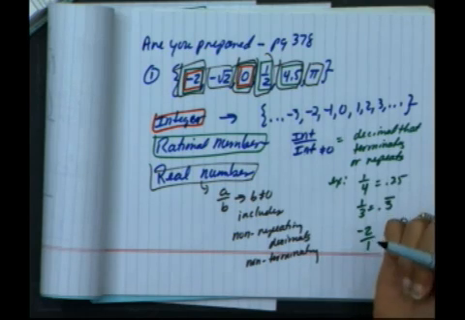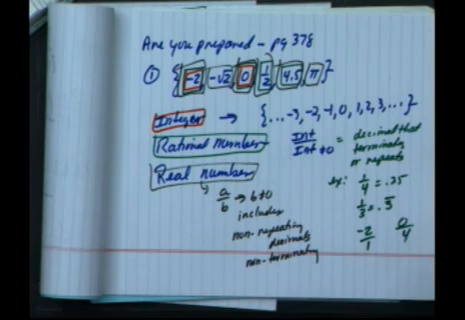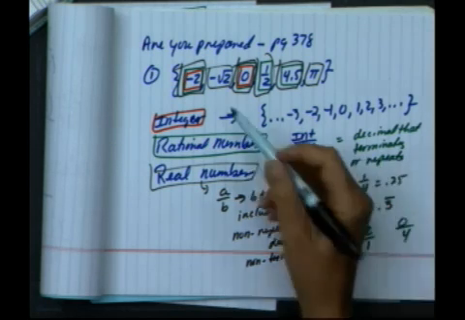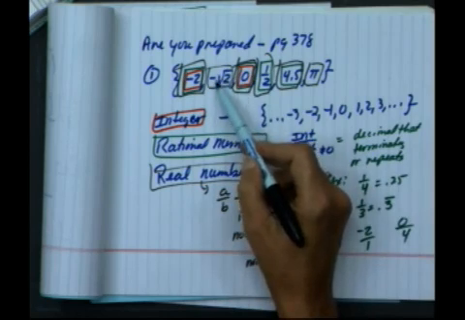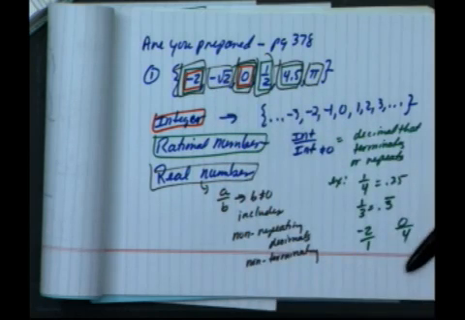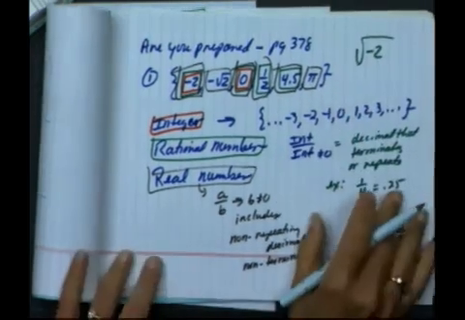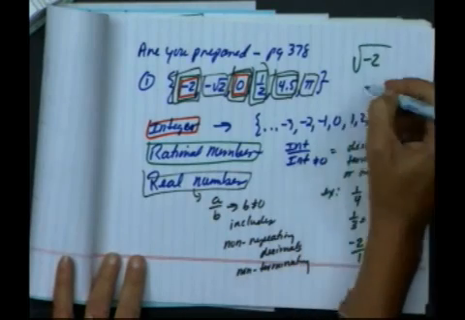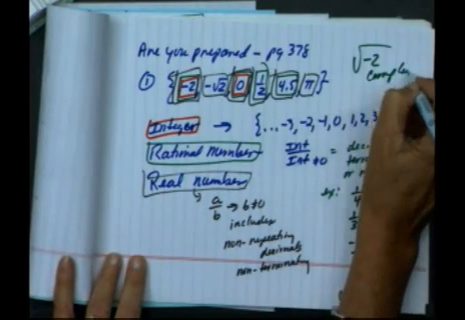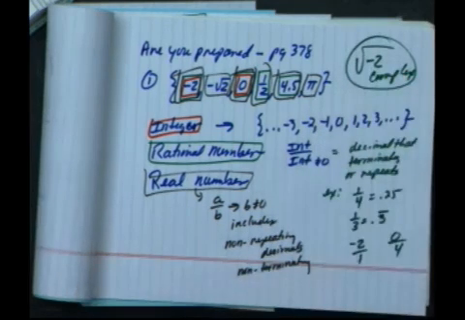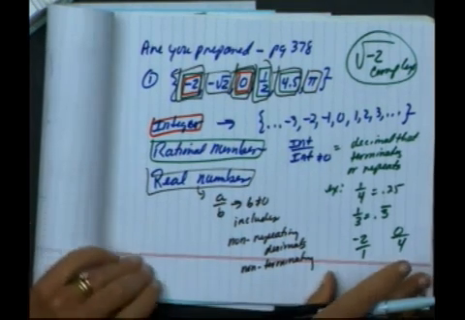Now notice our section is locating real zeros of a polynomial function. So we might have something like the square root of minus 2. What kind of number is this? Complex. There's not a real number value for the square root of negative 2. Everybody good? Questions? All right, let's go to number 2.